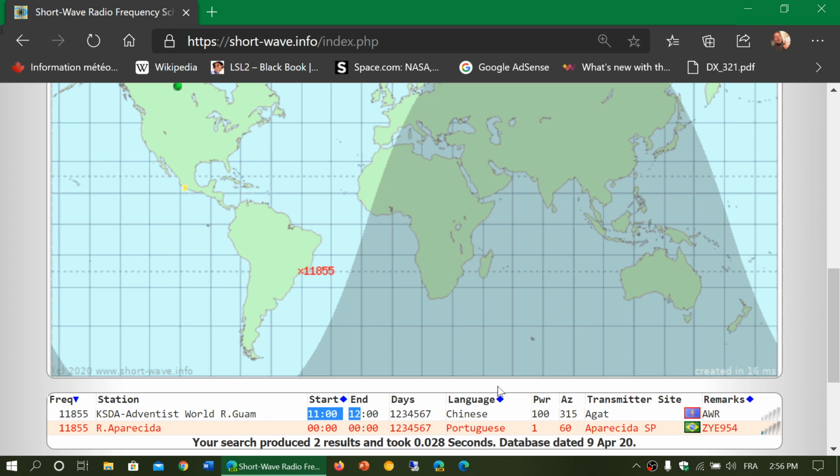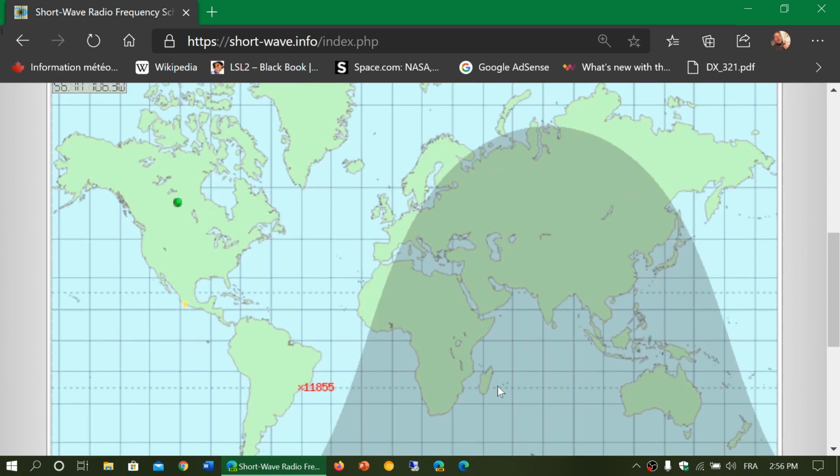So this is one example. And this will happen frequently, that there are several broadcasts at the same time on the same frequency. Most of the time they're not overlapping, but you'll want to know which one you are actually listening to. Language is a great way to understand what station you're listening to, because it doesn't happen often that two stations with the same language will be on the same frequency.